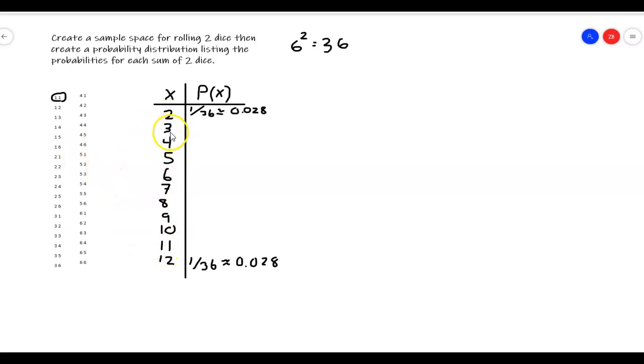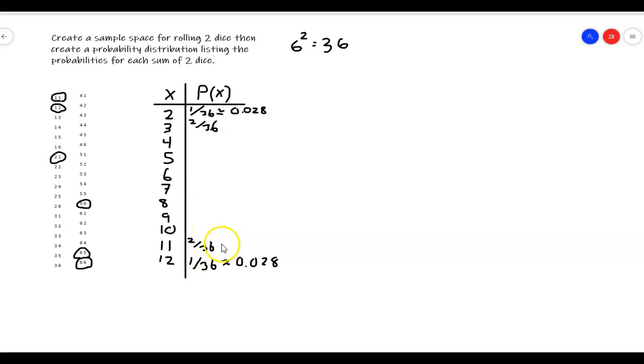How many ways are there to roll a 3? So we've kind of got rid of those. Well, to roll a 3, I can roll a 1 and a 2, and I can also roll a 2 and a 1. And that's it. There's no other way to roll a 3. So I've got 2 out of 36. And the same thing for 11, right? Because I can roll a 6 and a 5, or I can roll a 5 and a 6. So that's going to be 2 out of 36.